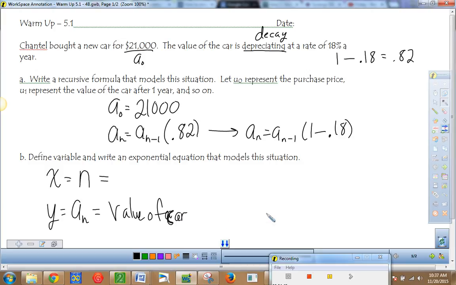Value of car. And then, so what's your input then? The input is the... 180. What's causing it to decrease? The rate. No. Something decreases. The years. Years. Very nice. Good job. It is time in years. Very nice.